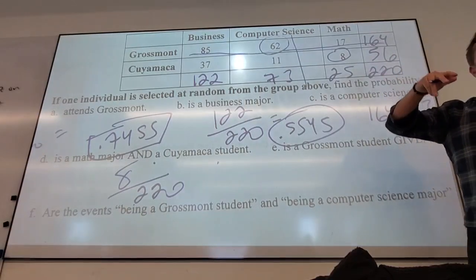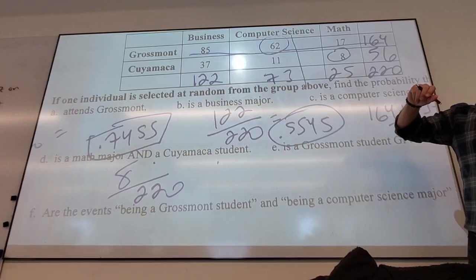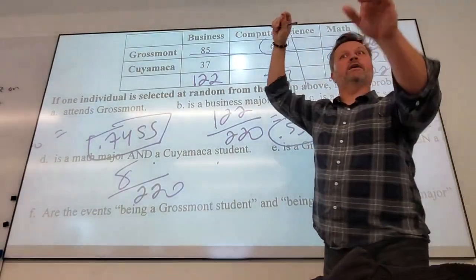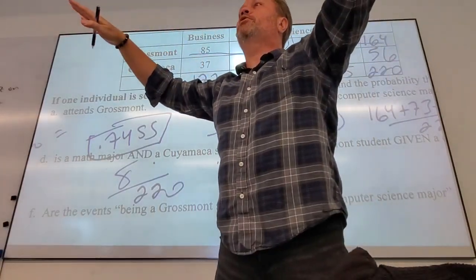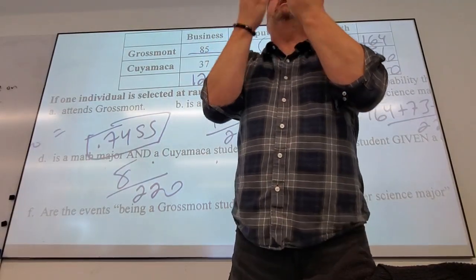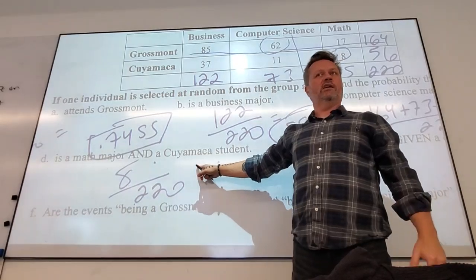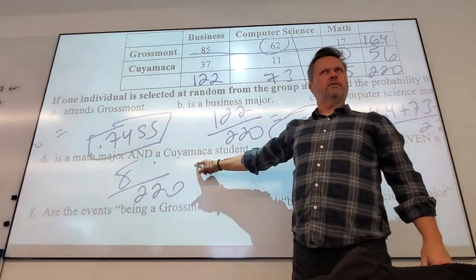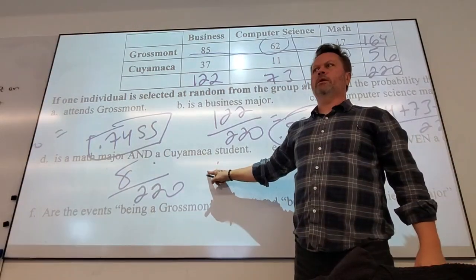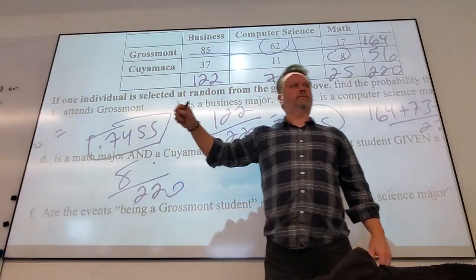If I picked a student and said, oh yeah, by the way, they go to Cuyamaca, how many people could it have been? 56, yes? If I pick a student and I say they go to Cuyamaca, how many people could I have picked? 56. The bottom would have become 56 if I would have given you that information. I didn't give you that. Do you see what I'm saying? Who could it have been that I picked? Any of the 220 people. How many match what I'm looking for out of those? 8.